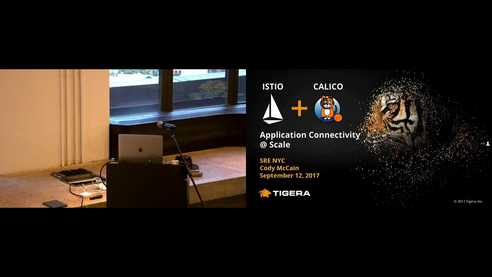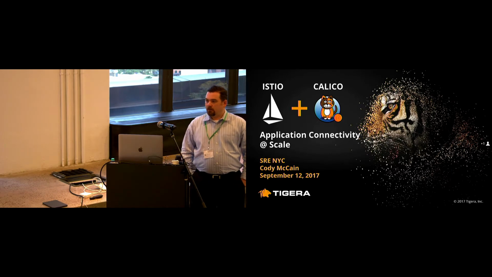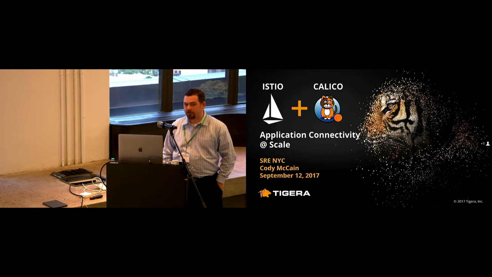And today, let me introduce to you Cody McCain. He's coming from a company called Tigera, and I believe you're a solutions architect. That's the title. And today he's going to speak to us about application connectivity at scale, and specifically when it comes to technologies like Istio and Project Calico. So without further ado, Cody.